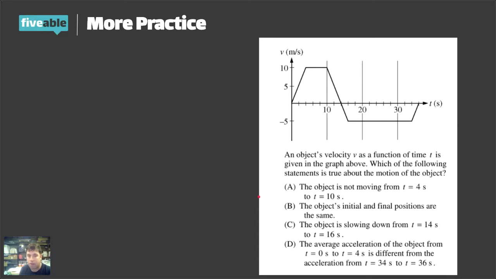Okay. For part B, the initial and final positions are the same. This one's a little bit trickier because, well, we do go forwards. We have a positive velocity for the first 14 seconds. Then we get a negative velocity for an extended period of time afterwards. And that might mean that our areas are equal. So this is one where we'd want to do the math, find the area of this trapezoid and the area of this trapezoid, and then compare them. If they are equal to each other, then we do start and end in the same spot.